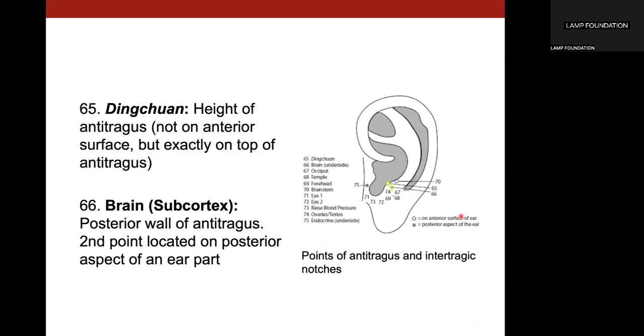Number 65 is Ding Chuan, height of antitragus, not on the anterior surface, but it is exactly on top of the antitragus, as you can see on the picture. Number 66 is the brain point. This is located at the posterior wall of the antitragus. This is the second point located on the posterior aspect of an ear part. If you remember, the first one was the sympathetic point.